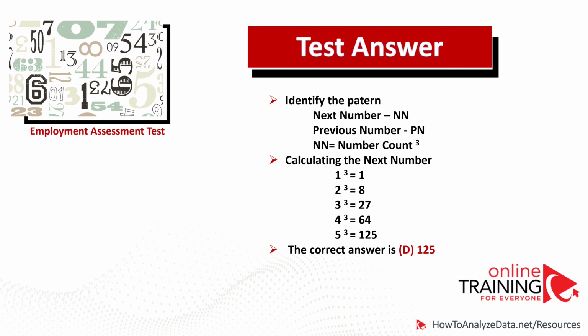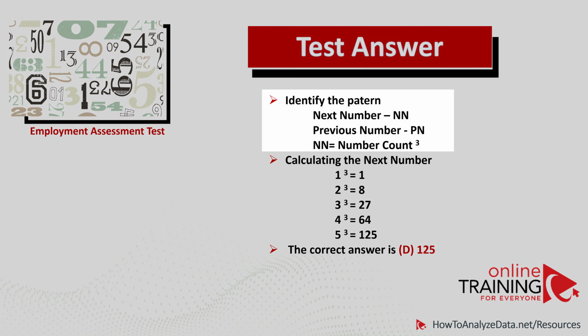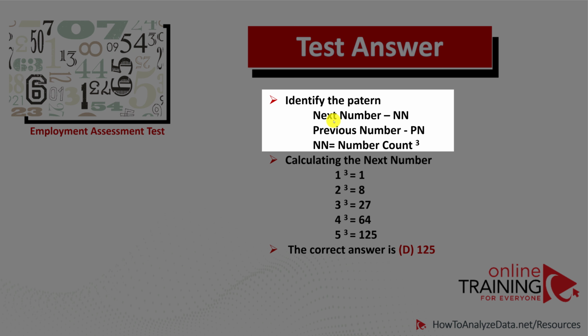Let's see how we can get to the correct solution together. Let's first define the formula to calculate the next number, which is the most important thing in the pattern question. The next number will be represented as NN, where the previous number will be represented as PN. The next number will be calculated as the cube of the number count.